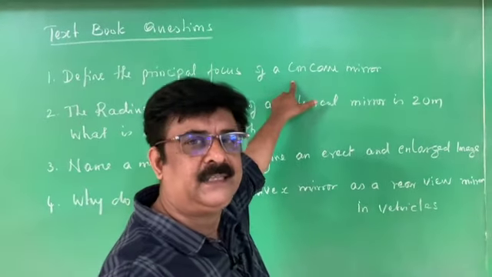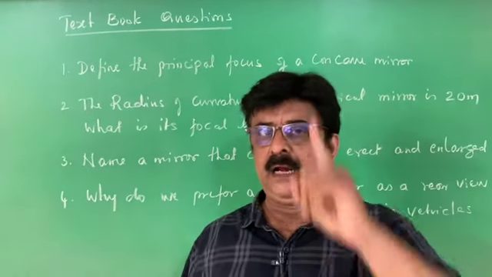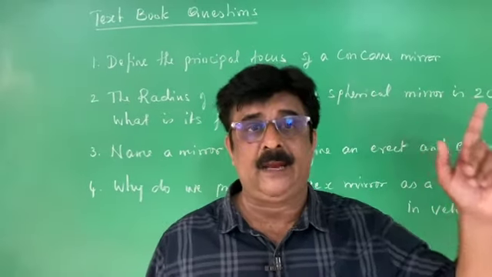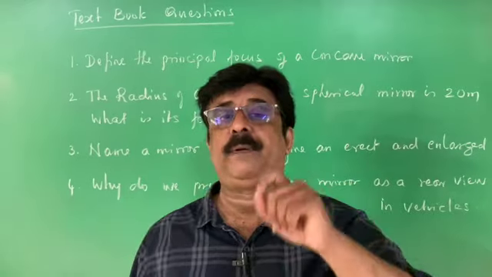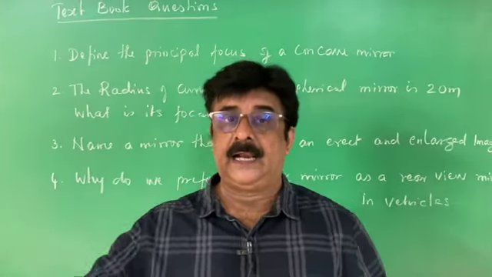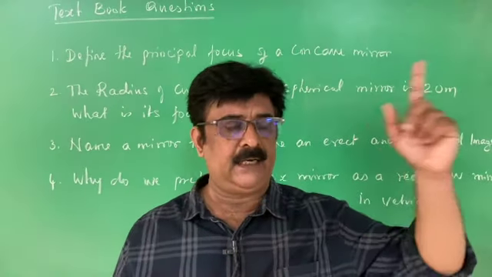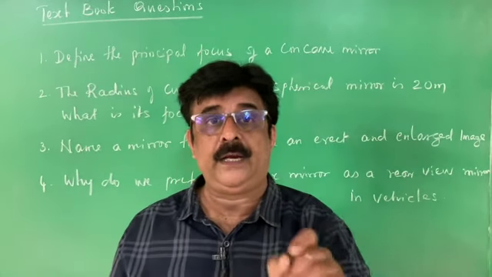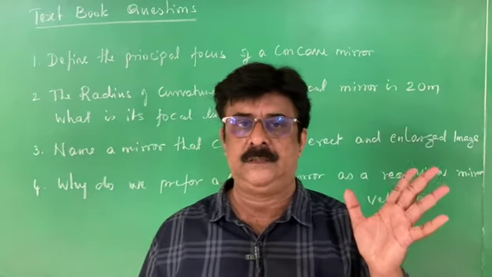You have already written this. What is it? A ray of light parallel to the principal axis, incident on a concave mirror, after the reflection passes through a point on the principal axis called the principal focus. I repeat, a ray of light parallel to the principal axis, incident on the concave mirror, after the reflection passes through a point on the principal axis called the principal focus.